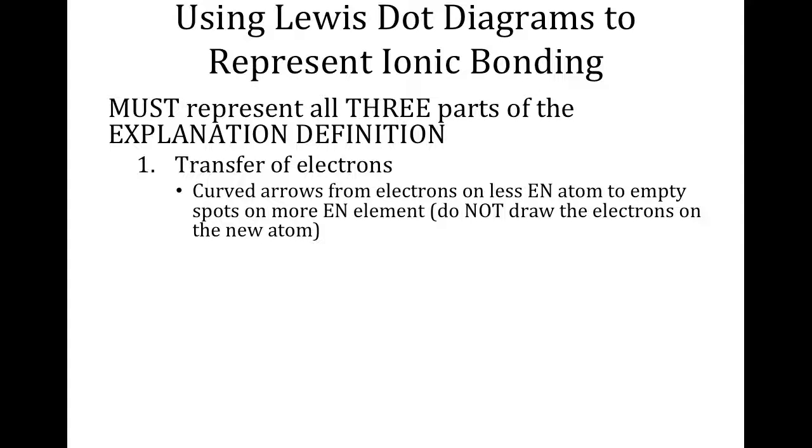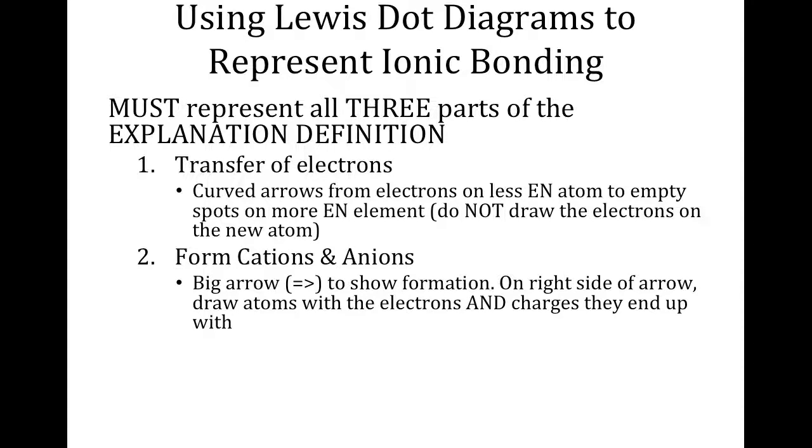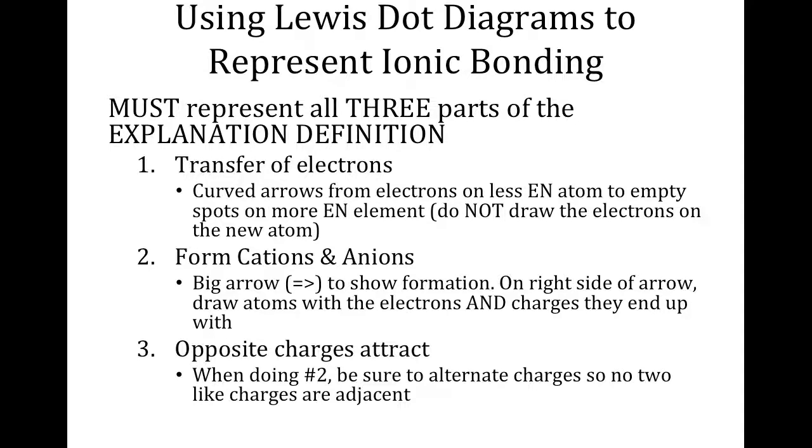Those will be the ones further to the right and higher up. We do not draw the electrons where they've moved from. We just draw an arrow from the electron we're taking to where it's going to go. They form cations and anions. So we're going to draw a big arrow, like a double equal with an arrow, and you'll see when we do an example to show the formation of what we end up with after the transfer takes place. On the right side of the arrow, we will draw atoms with the electrons and charges they end up with. The atoms will draw their electrons by dots, like a Lewis dot diagram, and the charges they end up with will be represented on the top of them. Again, you'll see that in the example.